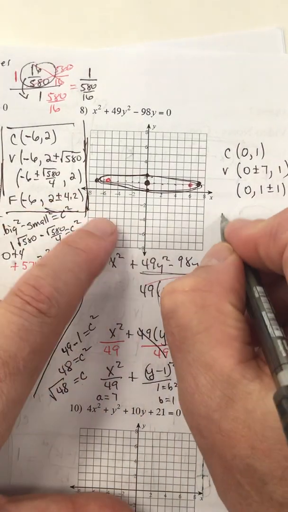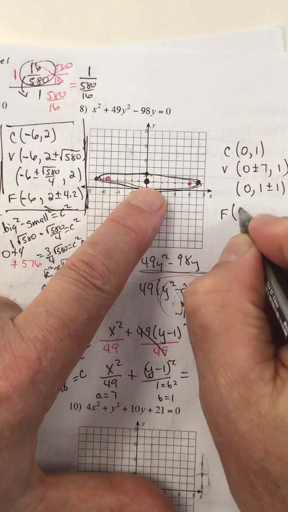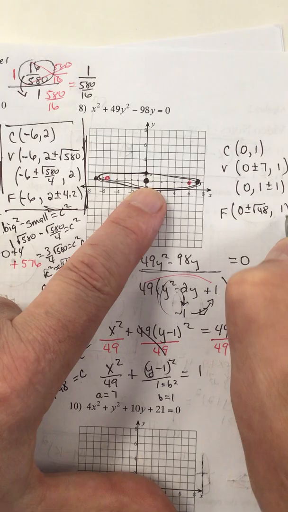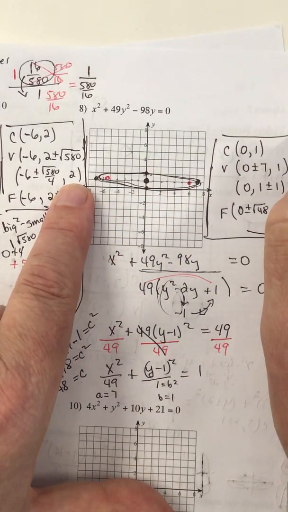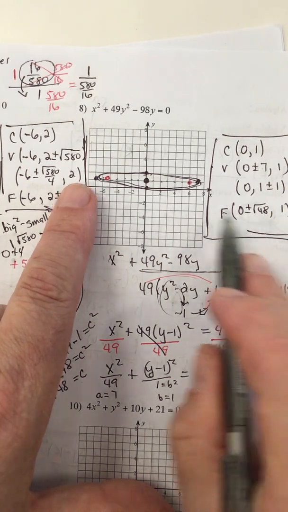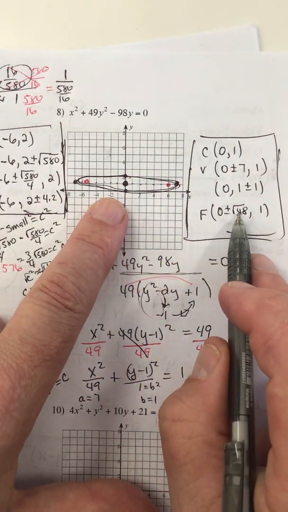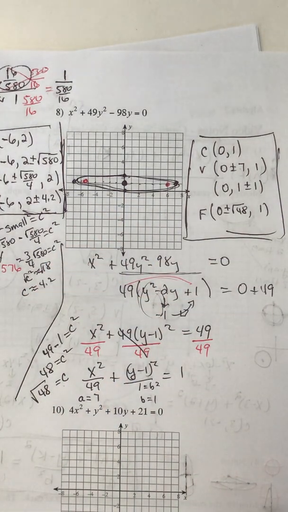So our focus point is from the center, left and right, 48. So 0 plus and minus the root of 48, up 1. So that's that focus point and that focus point, and we have those. That's about 7, so you can see we went over 7 already, and this is like 6.9, so see the focus points are really close to the edge.